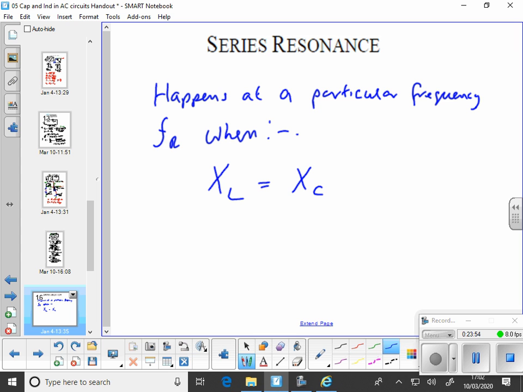If we put that in, consider that in this formula, Z is equal to R plus XL minus XC. If they're both equal, Z is equal to R. So the only opposition to current at series resonance is the resistance of the circuit. The overall impedance is as low as it's ever going to be.